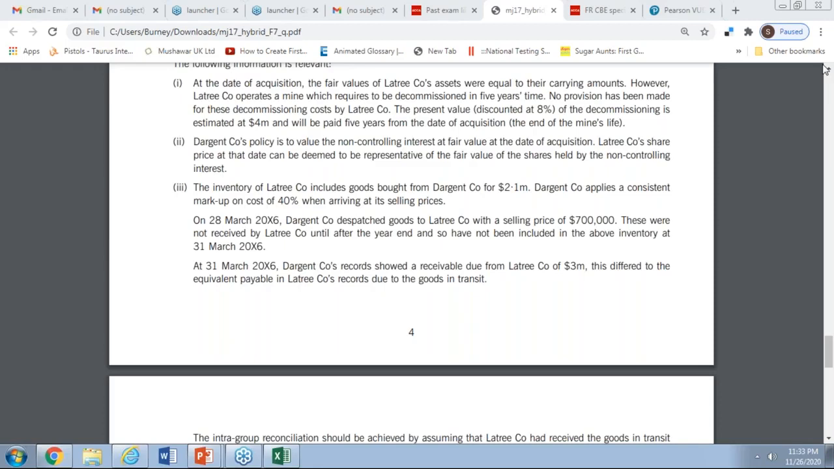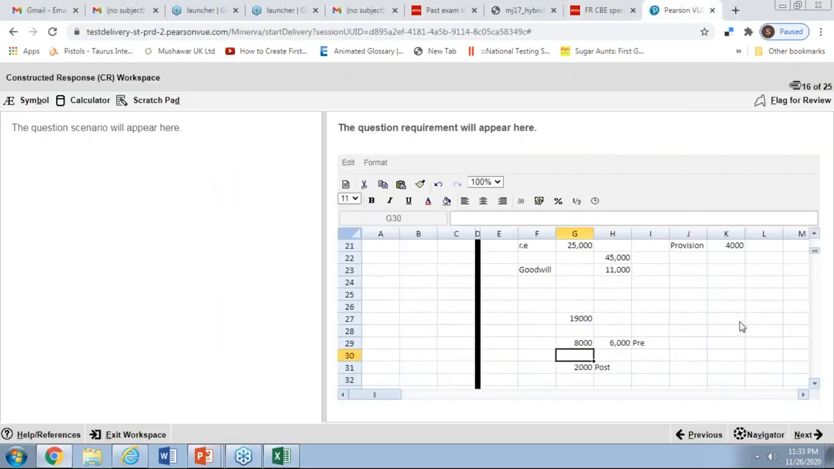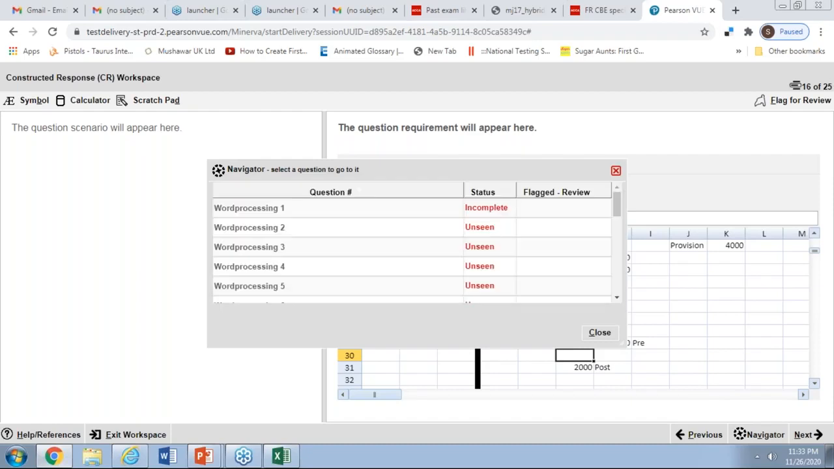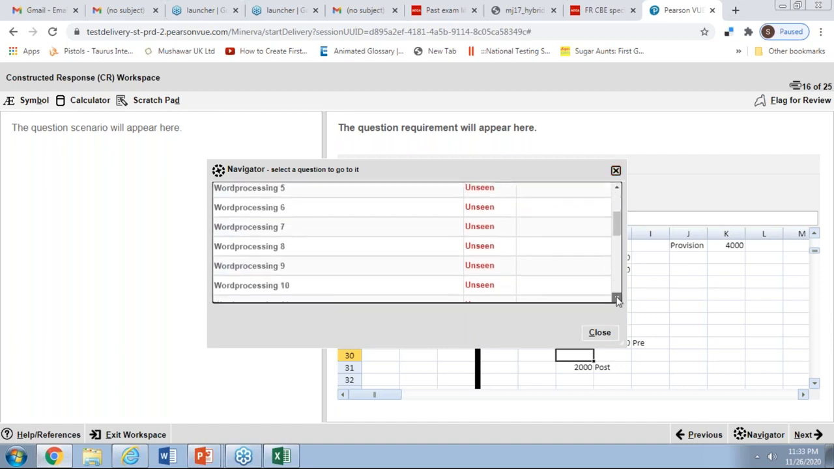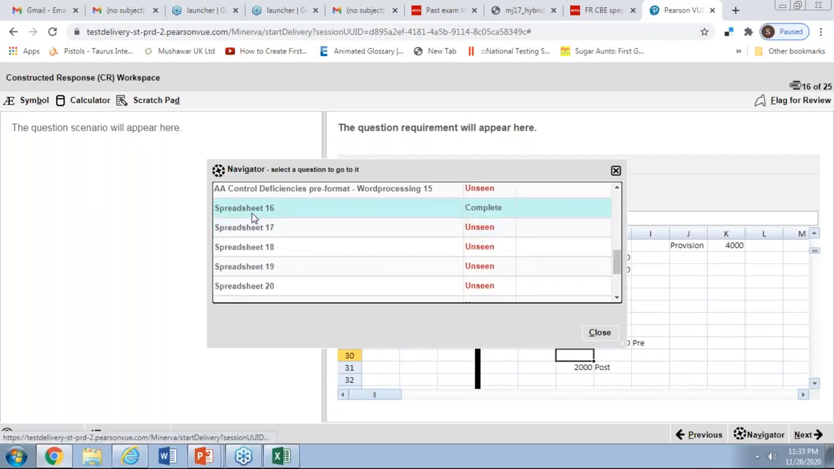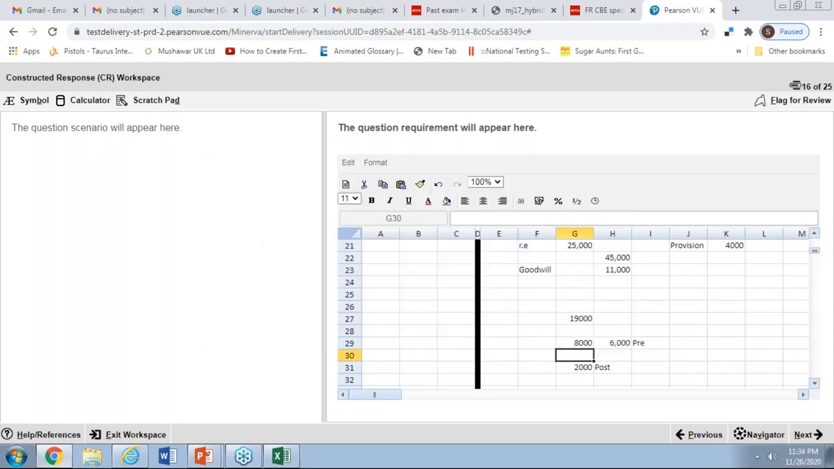Word process. Select, go in the navigation bar. This is the navigator on the right bottom side. Just click on the navigation bar. You will be having the options for the questions, and scroll down and select the spreadsheet in any format.